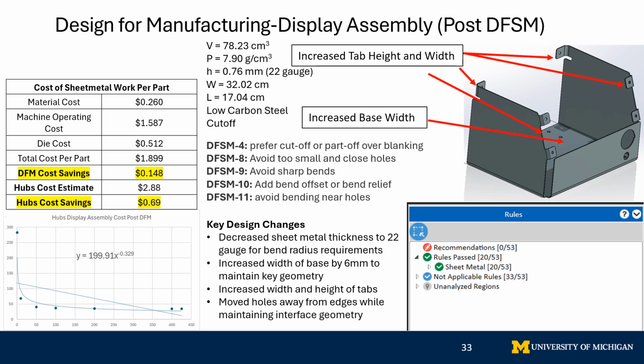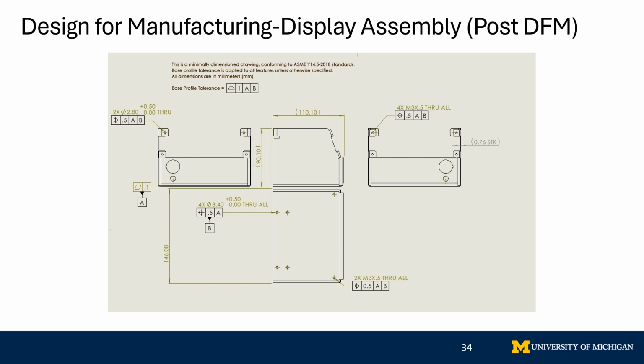The analytical method was then utilized to calculate the sheet metal working cost post-DfM. The material cost was calculated at 26 cents per part, machine operating cost $1.58, and die costs 51 cents per part. The total revised part cost was $1.89, a savings of 14 cents. Hubs was then utilized, and an extrapolated cost estimate came in at $2.88 per part, a 69% cost reduction. Here's a drawing of the display assembly showing critical geometries post-DfM.